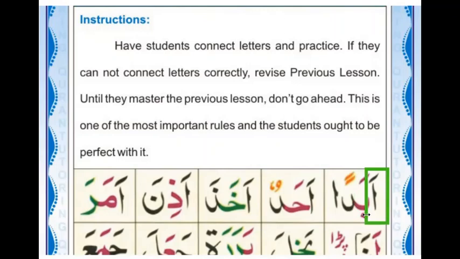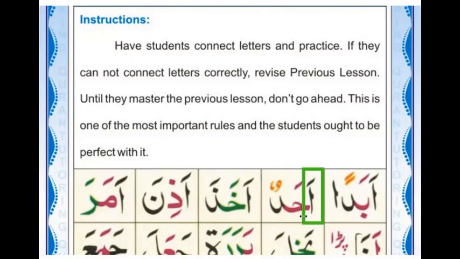Starting again from the first letter, alif fatha a, ba fatha ba, aba, dal double fatha dan, abadan. That's the way to read a word letter by letter. Moving to the next box.